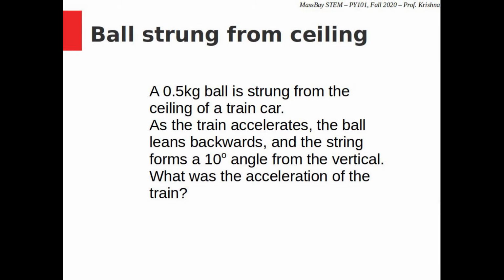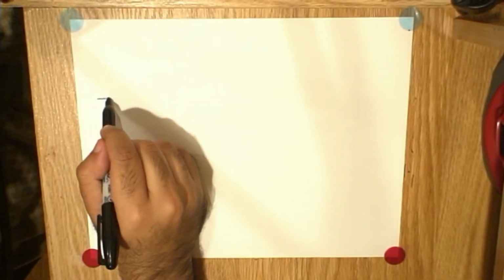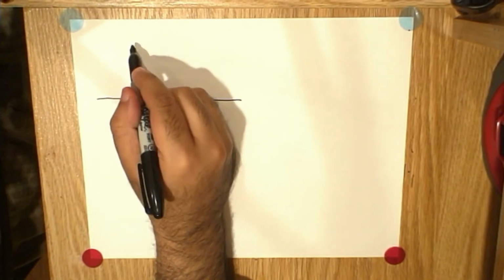A famous puzzle involves an object strung from the ceiling of a vehicle. The ball will hang straight downwards if the vehicle is at rest or if the velocity is constant. But if the vehicle is accelerating, the object will lean in one direction or the other. Consider this puzzle. A 0.5 kilogram ball is strung from the roof of a train car. As the train accelerates, the ball leans backward, and the string forms a 10-degree angle from the vertical. What is the acceleration of the train? In this case, we were told that there is a train car which is accelerating.